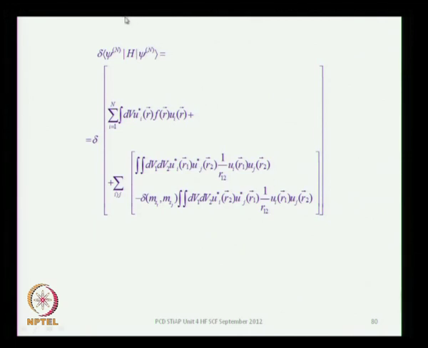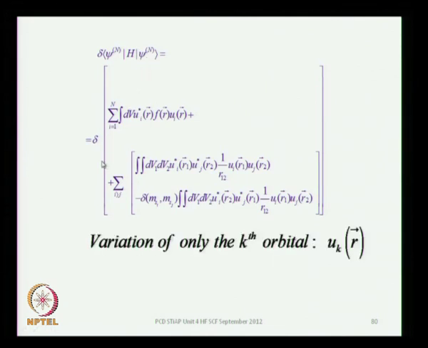So, let us focus our attention on just this term, and in the frozen orbital approximation, we will vary only the kth orbital. So, all other orbitals will not change. So, variation in those will vanish. Okay. You understand the frozen orbital approximation now?